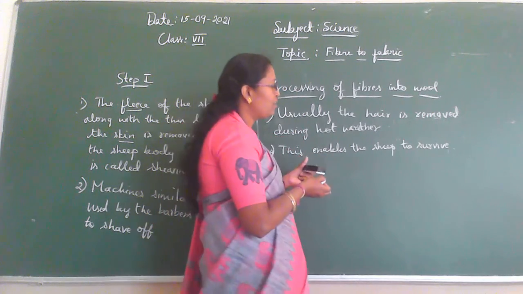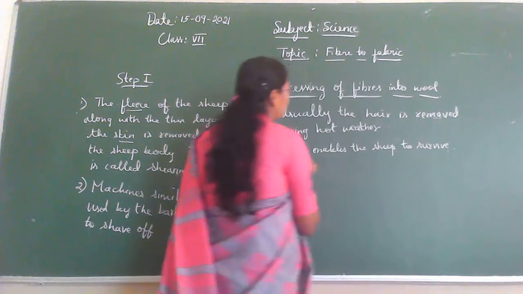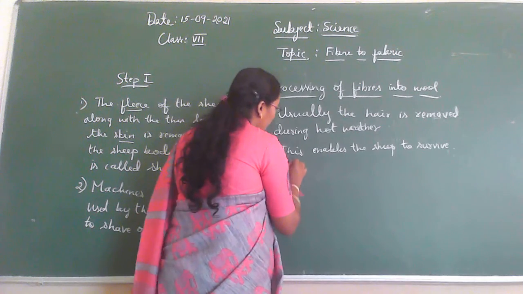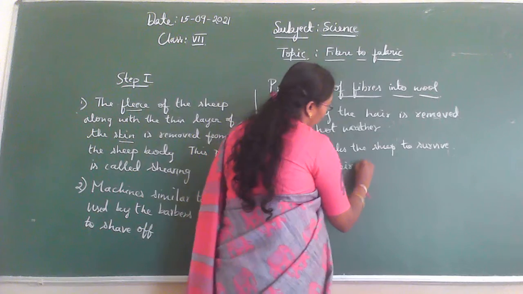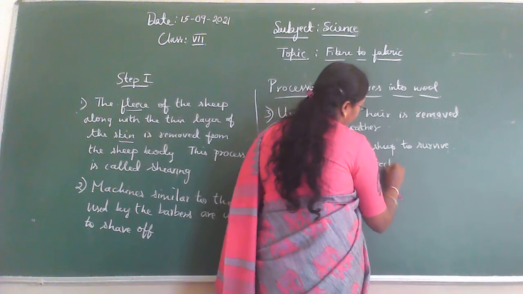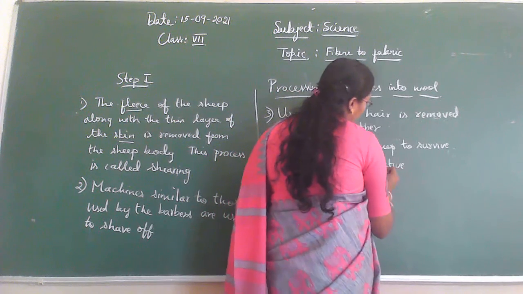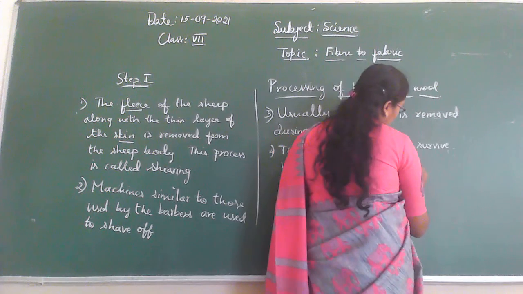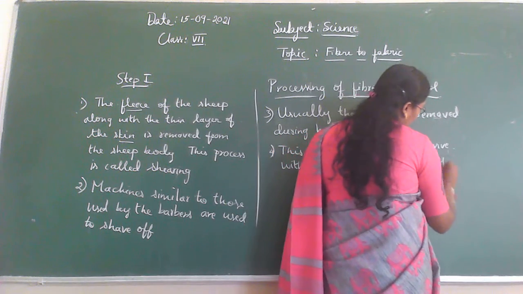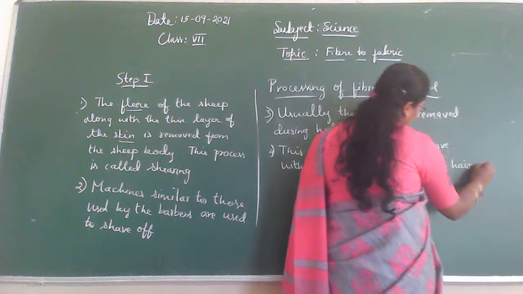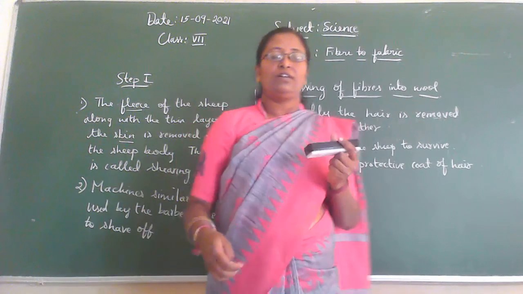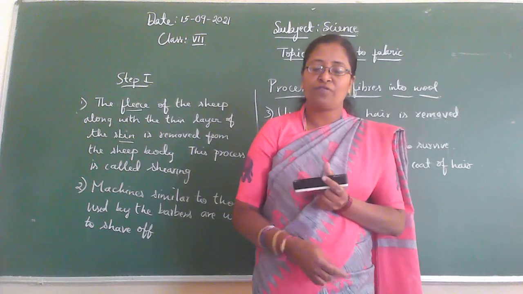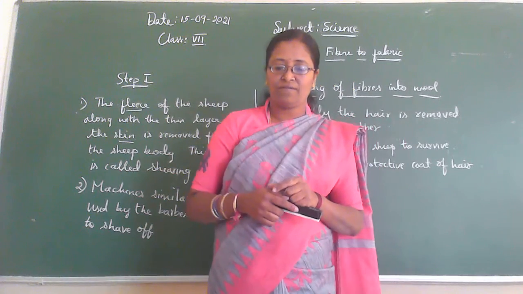To survive means to live. This enables the sheep to survive without the protective coat of hair. That's why the hair of the sheep is shaved off during the hot weather.